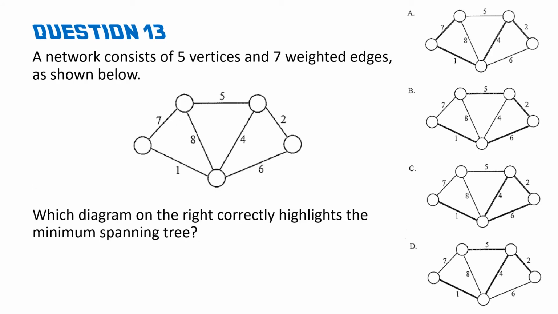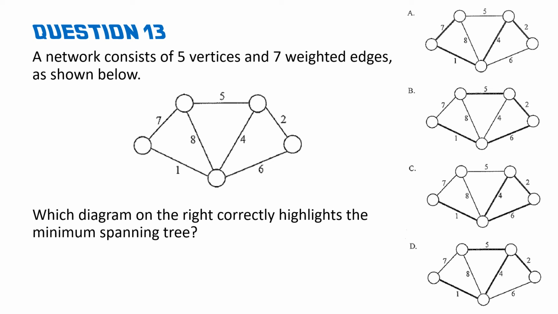Question 13. A network consists of 5 vertices and 7 weighted edges as shown below. Which diagram on the right correctly highlights the minimal spanning tree? So remember, our minimum spanning tree is how can I connect up all of those 5 vertices using only 4 edges, right? One less than the number of vertices. Now I need to make sure that each one of those vertices are connected and that there are no loops.